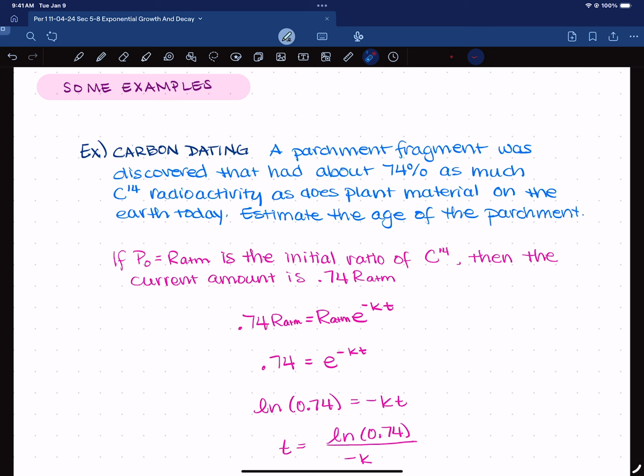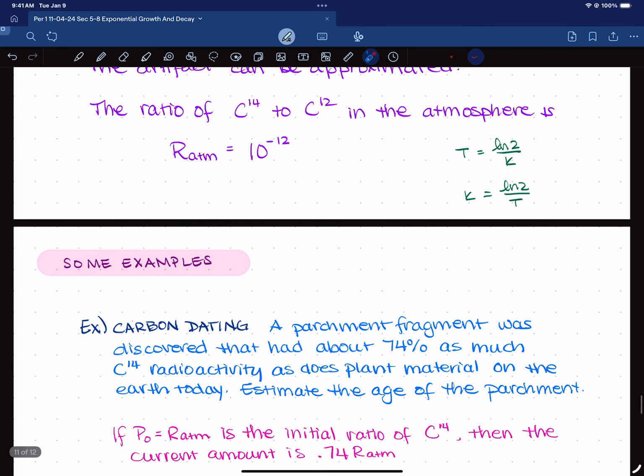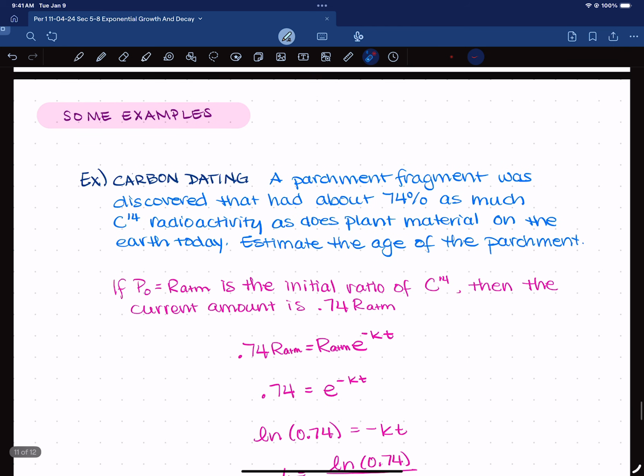So we're going to say that the amount present, or the initial amount, this is the ratio, still have it up here. This is the ratio of C14 to C12. So that's the initial amount, because as long as things are alive, that's what the ratio is. So we're going to use this for our initial amount. Then the current amount is 74% of that. So the current amount is this.